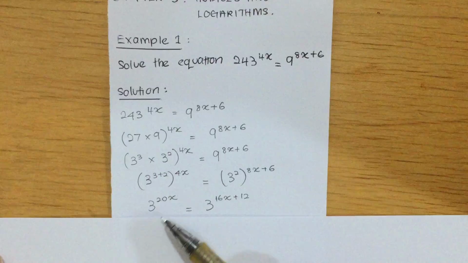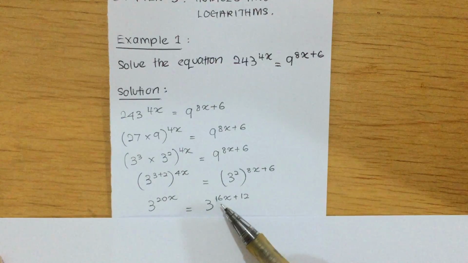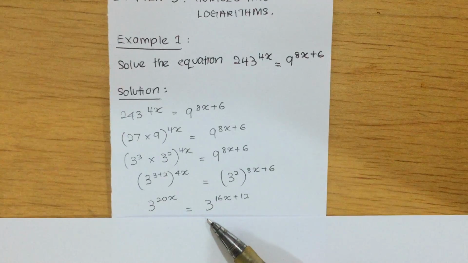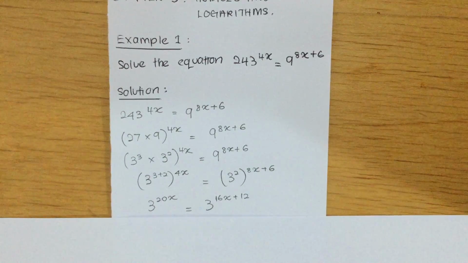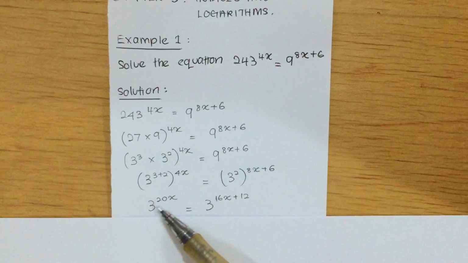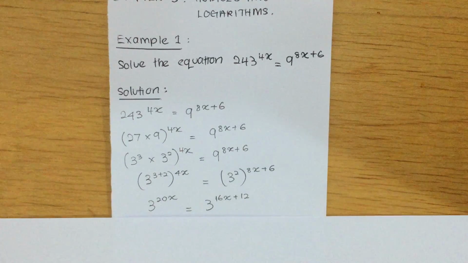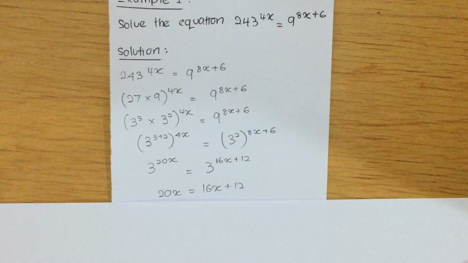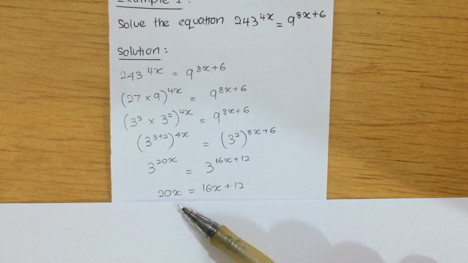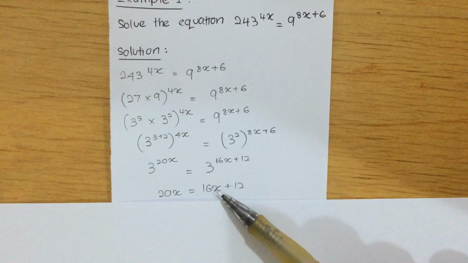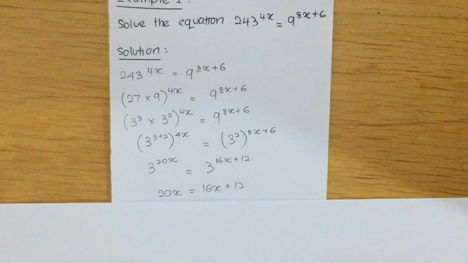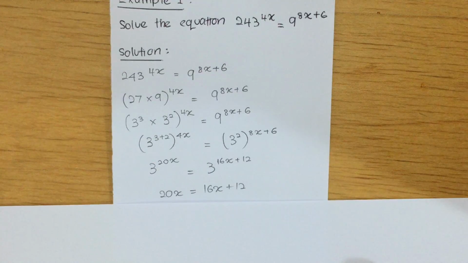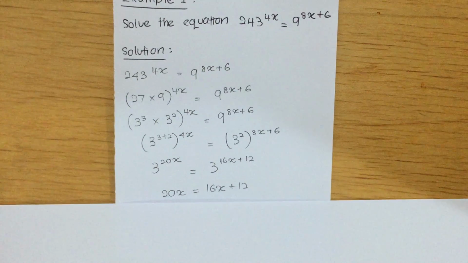So from here you get 3 to the power of 20x equals 3 to the power of 16x plus 12. Since both bases are already simplified to the lowest term and the two bases are similar, you can cancel off the base and start to solve for the variable. So 20x equals 16x plus 12. This 16x from the right hand side, you move it to the left hand side. So you get 20x minus 16x, which is 4x, equals 12.